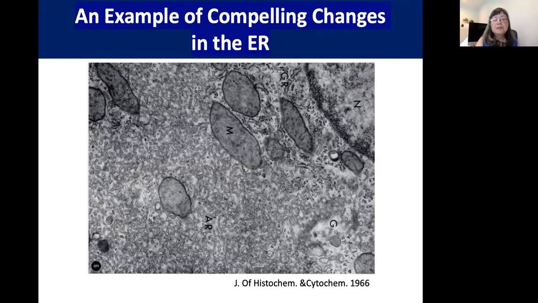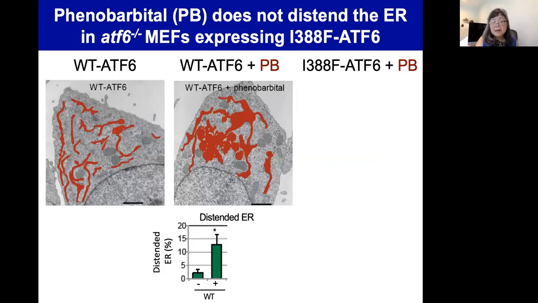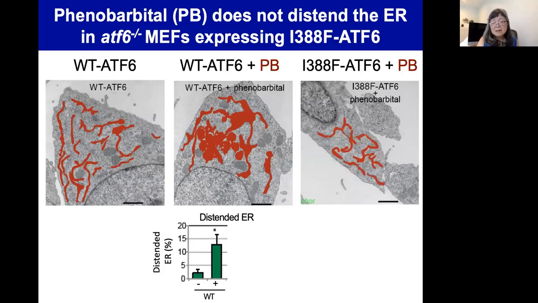To do that, we used ATF6 knockout MEFs, put back wild type ATF6, and treated them with phenobarbital. I highlighted the ER with red marks, and you can see that the ER is distended by the treatment with phenobarbital. However, when we put back the mutant, the form of mutation that cannot respond to DHS and DHC, and treated with phenobarbital, the ER actually was not robustly distended.